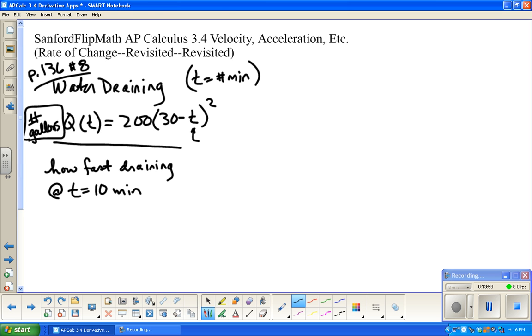Okay, so this tank is draining, and at time equals 0, if you wanted to know how much was in there, you'd just put 0 here, and it'd be 200 times 30 squared, so 200 times 900, which is 180,000. Okay, all right, that'd be how many gallons are in there.